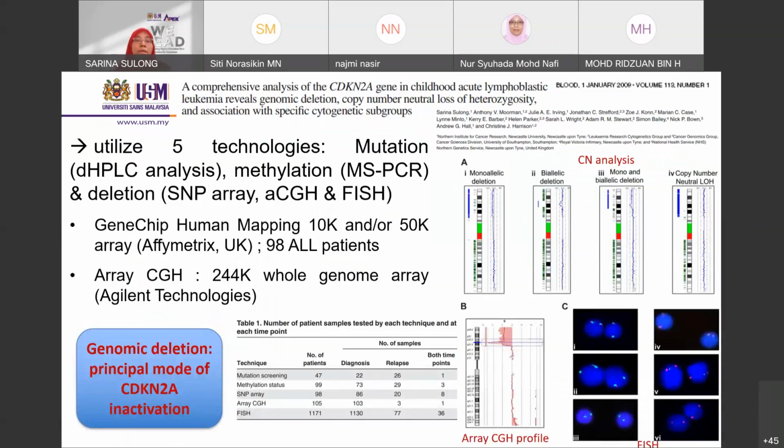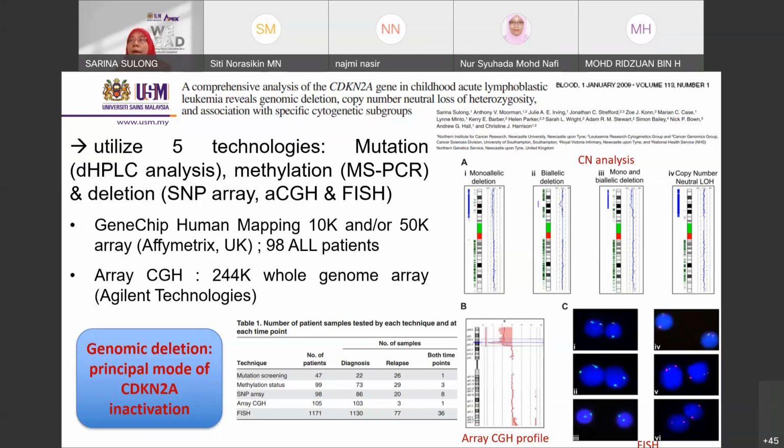So I would like to share my first experience of using a SNP array when I did my PhD more than 10 years ago. I can clearly see differences, especially in data analysis and also the chip itself, because at that time I just used the 10K and also 50K SNP arrays. But now it's already more than 1 million SNPs or markers that have been designed on the chips.